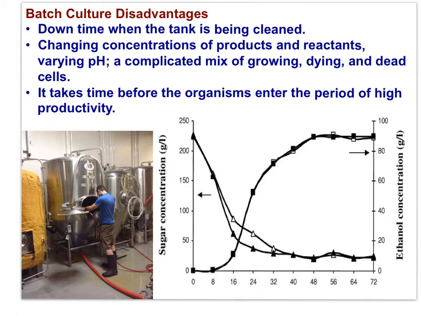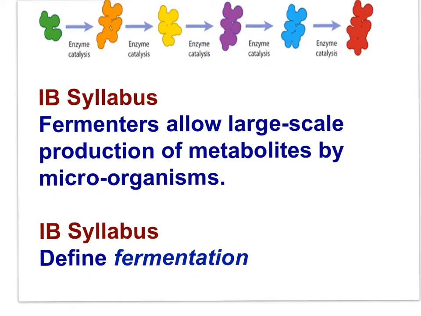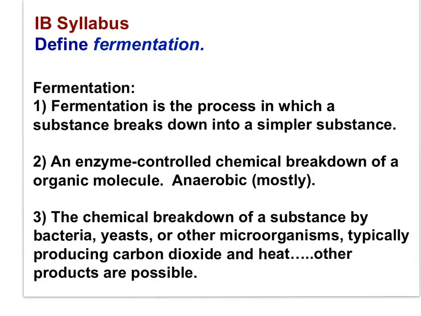The growth curve on the right displays batch culture because it shows the product reaching a maximum as the substrates decline. Remember, fermenters allow large-scale production of metabolites by microorganisms. And can you define fermentation?